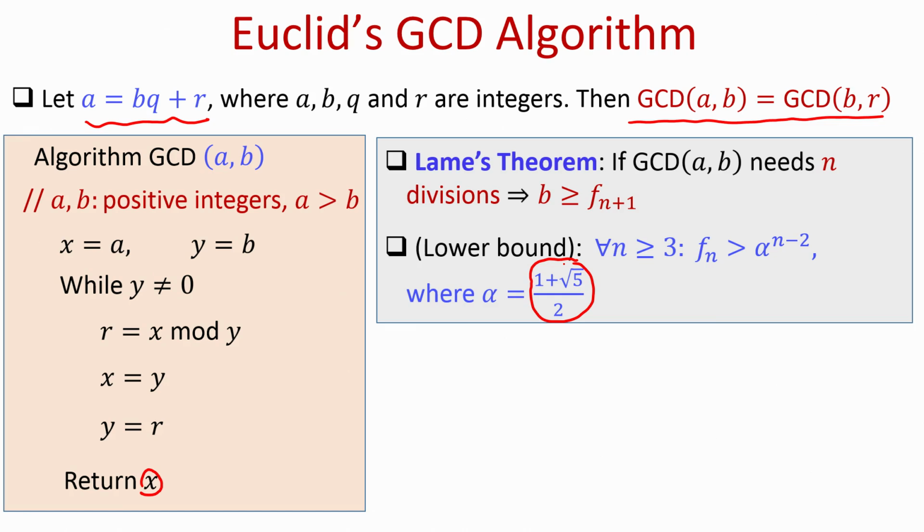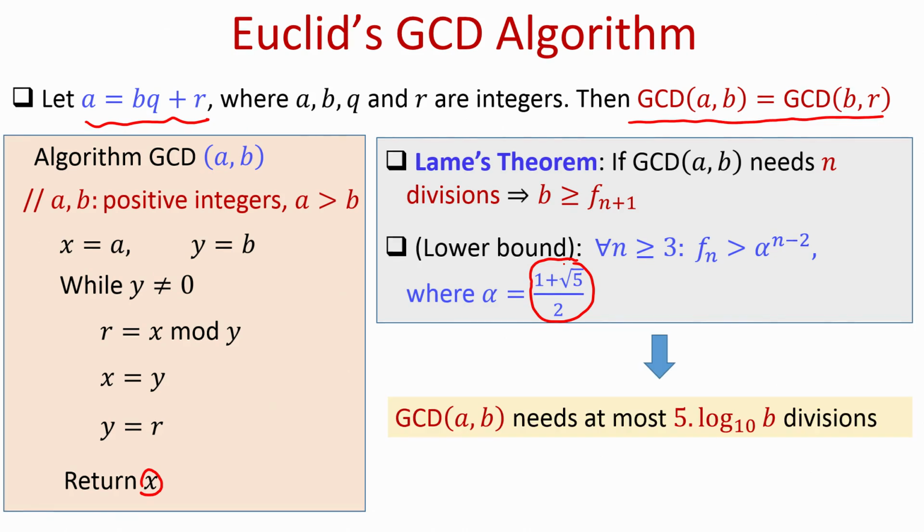1 plus root 5 over 2. So, based on these two facts, I can say that if my GCD of a comma b needs n number of divisions, then n will be at most 5 times log of b to the base 10. Hence, asymptotically the number of divisions that we need to perform in this algorithm is proportional to the number of bits needed to represent the value b, and hence the overall algorithm is an efficient algorithm.